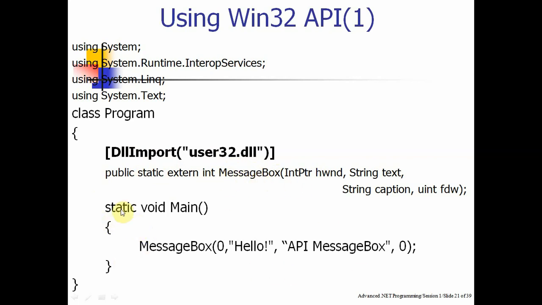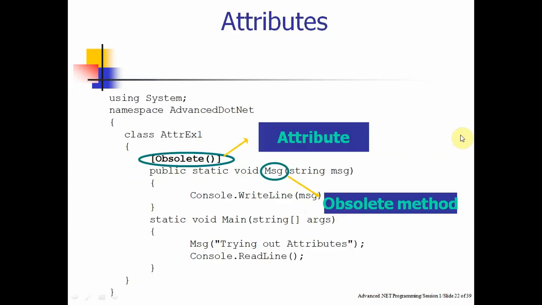We have used this message box inside the main program. We have to write the prototype of the function which we want to use, and its DLL also. This way we define DLL import. I have also explained the obsolete attribute, which is used for showing that a particular function is going to be obsolete after some time. We have given a message function and written obsolete before this function.